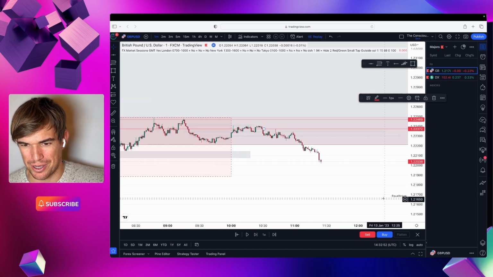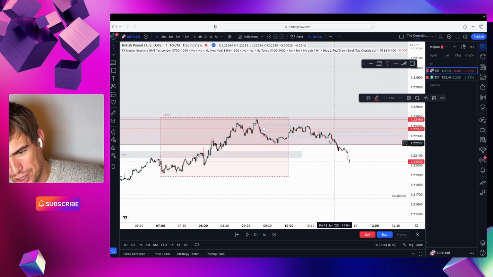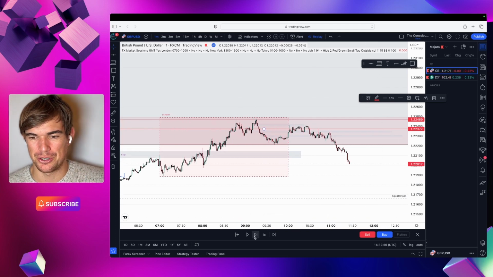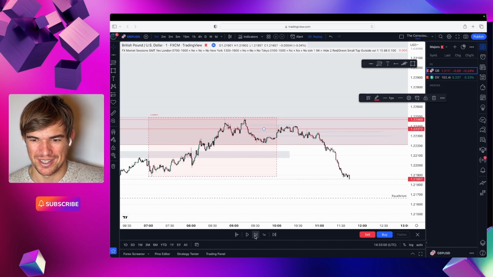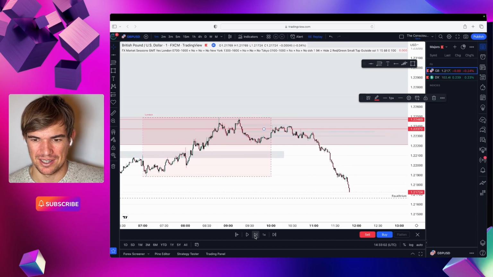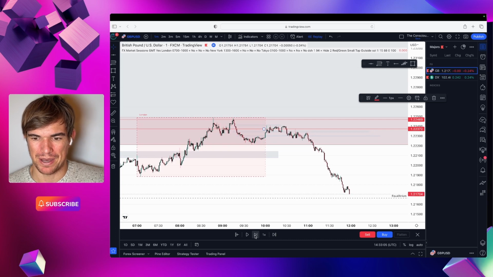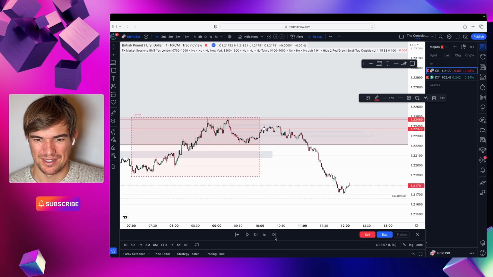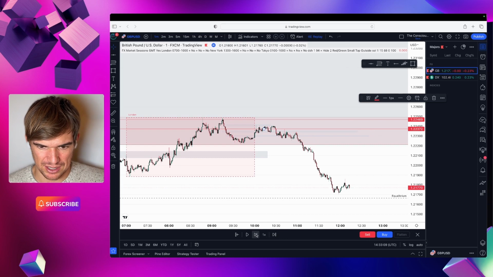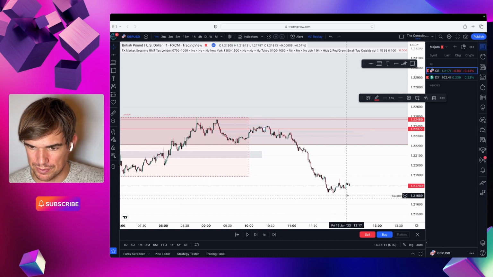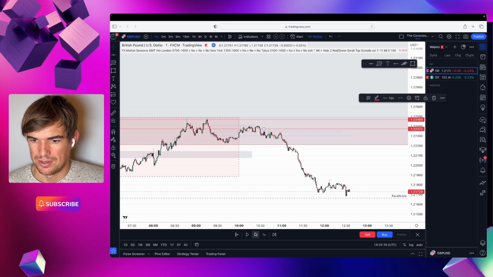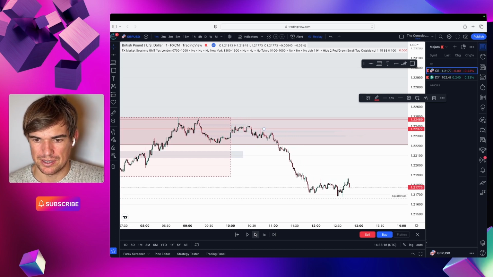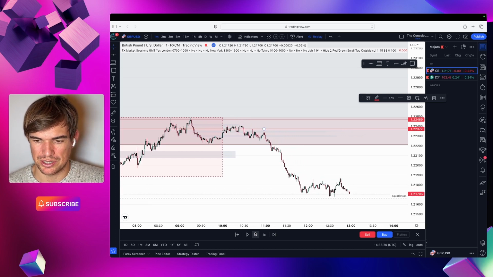And look at that, if I wasn't on holiday and I trailed my stop, this would have been a huge profit all the way to equilibrium, exactly what we discussed earlier. Didn't even look back. And I think this is close to, what time is it? 12:02. There we go. Perfect. I'm sure it's going to touch equilibrium.